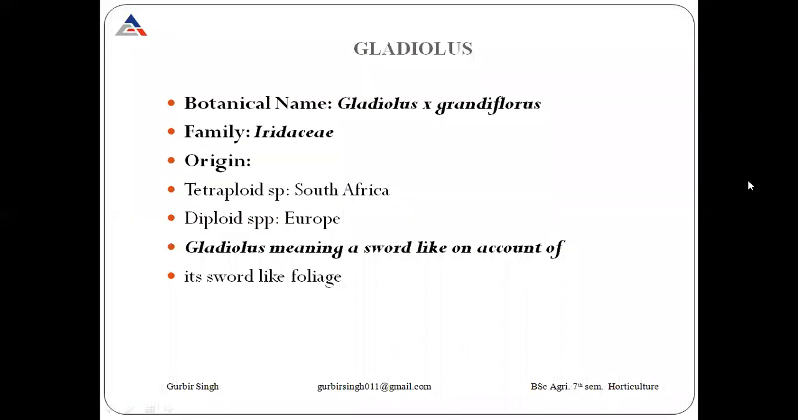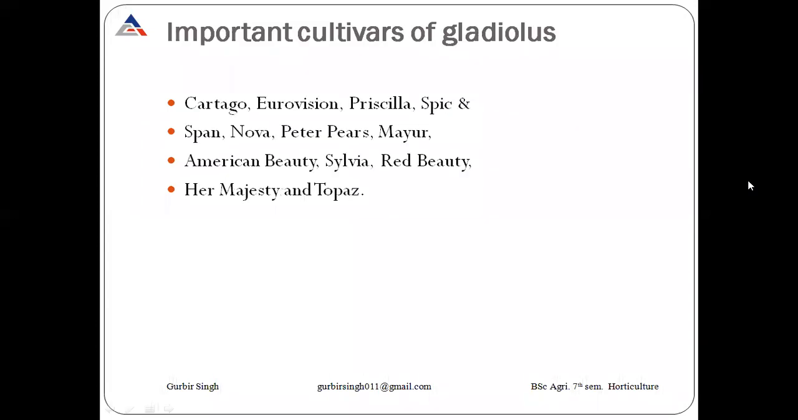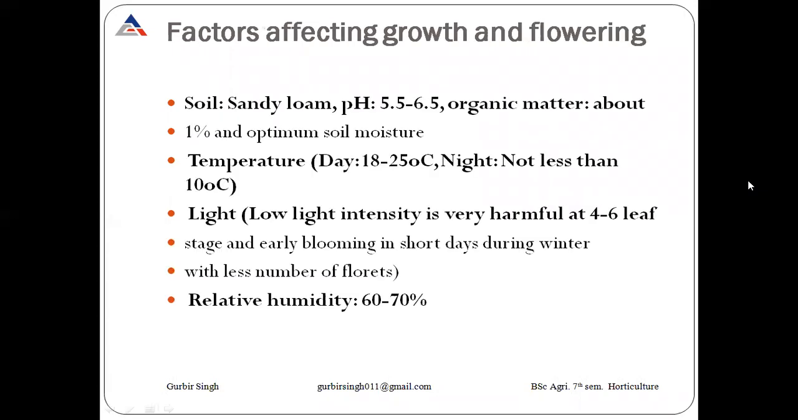First one is Gladiolus. The botanical name is Gladiolus grandiflorus, and it belongs to family Iridaceae. South Africa is the origin of tetraploid species, and Europe is the origin of diploid species. Gladiolus means sword-like on account of its sword-like foliage. Important cultivars of Gladiolus are Nova, Span, Peter's Pierce, Mayur, American Beauty, Salvia, Her Majesty, and Topaz.